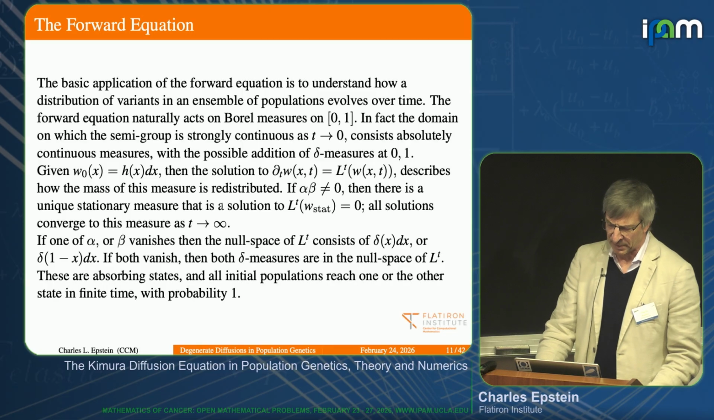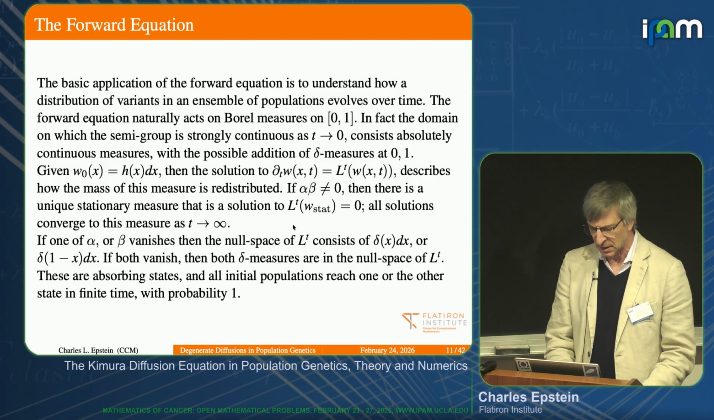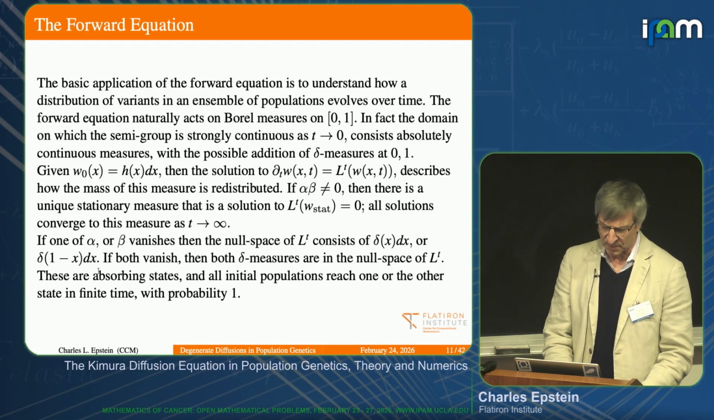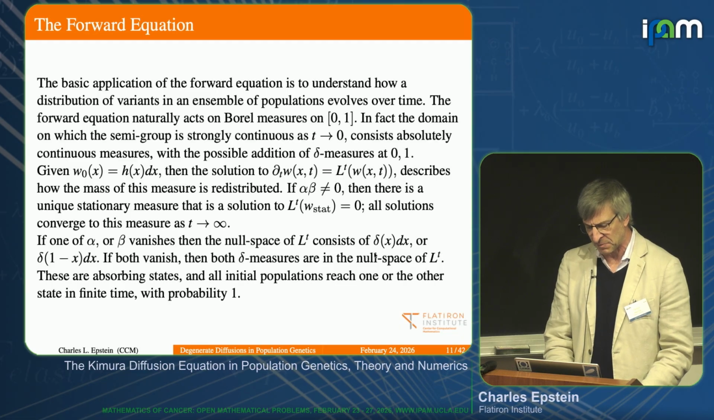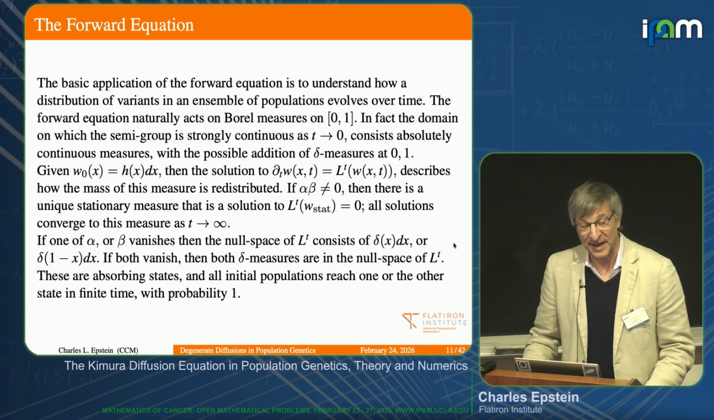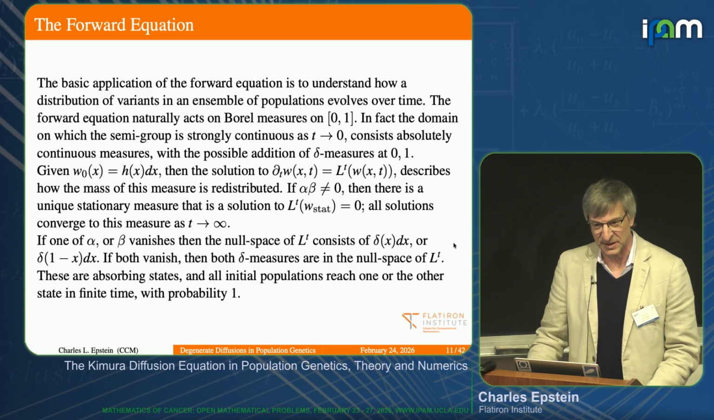If one of alpha or beta vanishes, then the null space of the forward operator is a delta function at that boundary point. So it's delta of x dx or delta of 1 minus x dx. And if both vanish, then both delta measures are in the null space. So this is just another way of saying that in that case you have either 1 or 2 absorbing states.